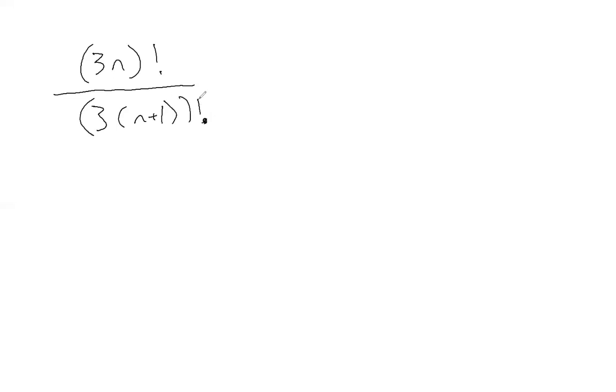Now let's see some slightly more complicated examples. How about something like 3n factorial over 3 times n plus 1 factorial. So now I've got a couple things going on. Inside the factorial, I have 3 times n plus 1. So it might help to first expand the stuff inside the factorial.